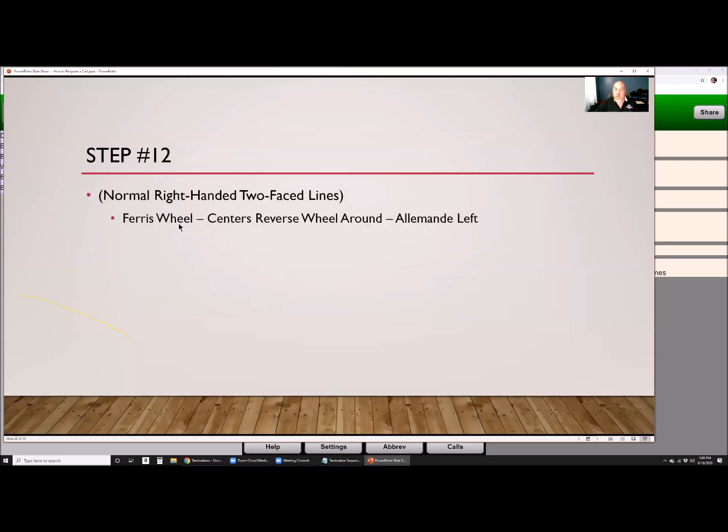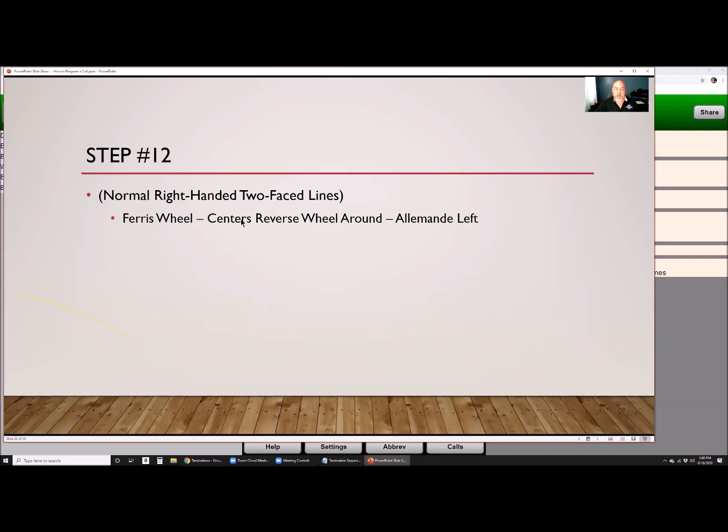Number 12, I can Ferris wheel and have the centers reverse wheel around. This one is only if you can get them to trust the flow. If your walk-in dodges were working well and everything was going from here, you need them to understand that the person that is on the edge needs to go forward.